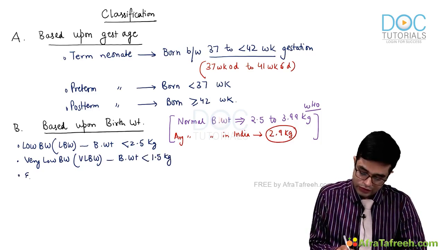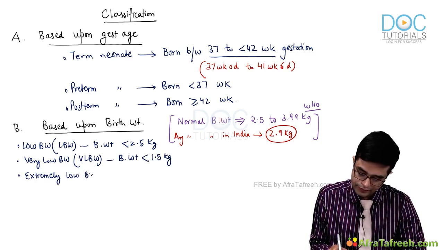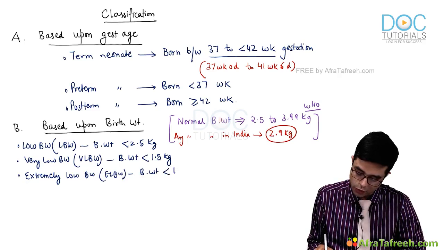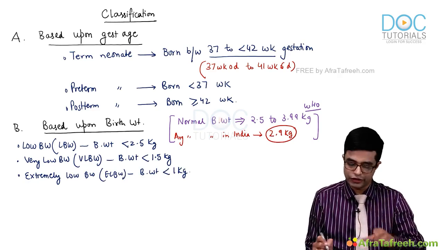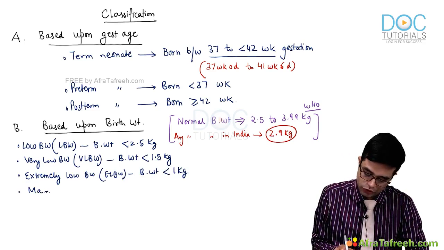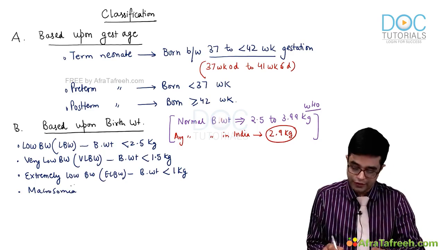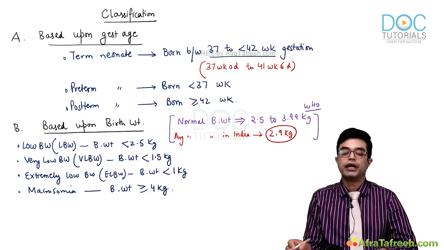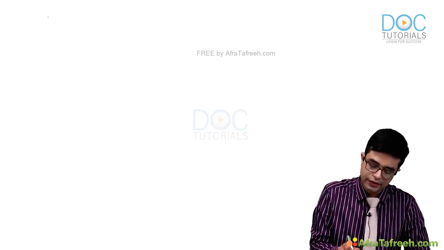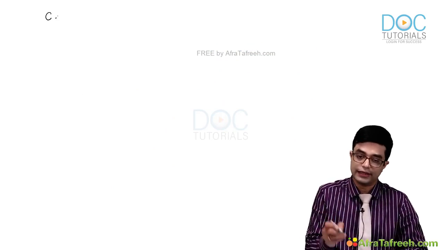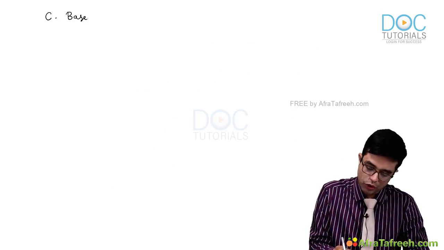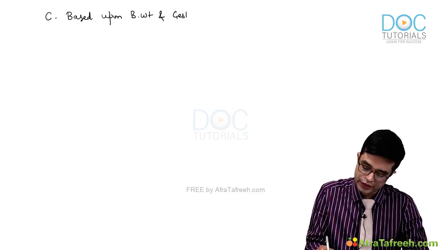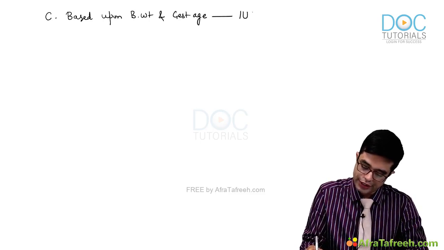Third category is extremely low birth weight, ELBW, when the birth weight is less than 1 kilogram. All these are irrespective of gestational age. And fourth category is macrosomia, large baby, heavy baby, when the birth weight is equal to or more than 4 kilograms, that is defined to be a macrosomic baby. Then there is the third classification. The third classification says that newborns can be classified based upon their birth weight and gestational age when plotted on IUGR charts.